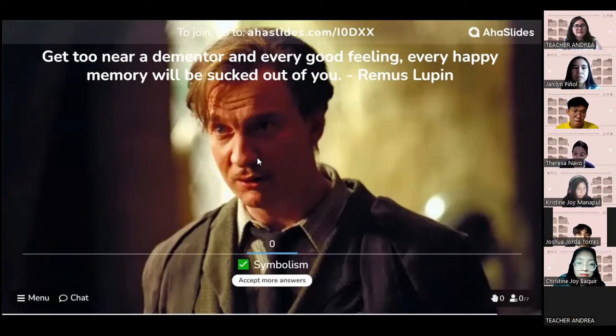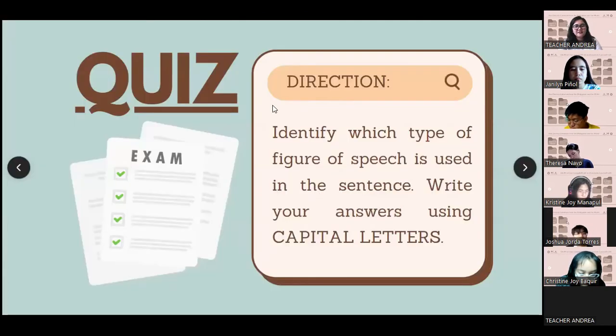So a Dementor is symbolized by unhappy and bad feeling. And he mentioned that all the memory will be sucked out of everyone who gets near the Dementor. That's very good, and you all did well in our activity, although there are some technical difficulties and issues from our link. But I think we can go on to the next activity. I think you already understand figure of speech, right?